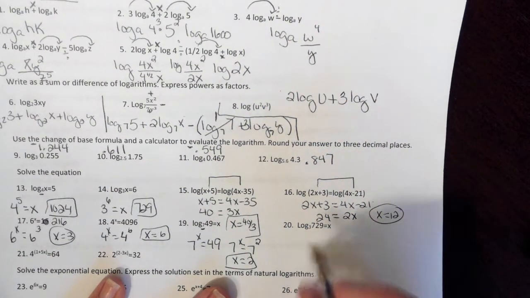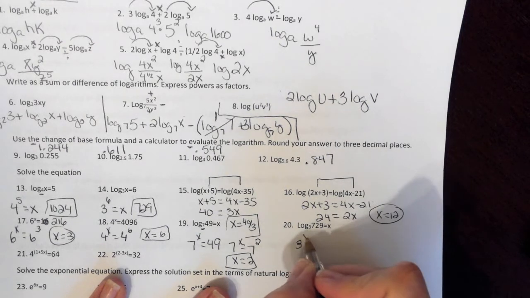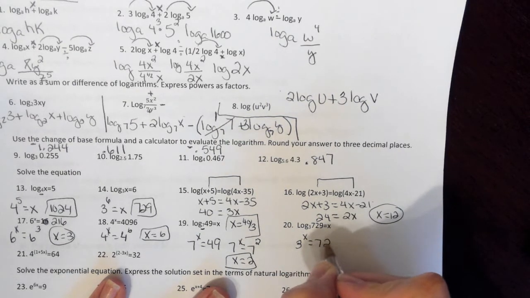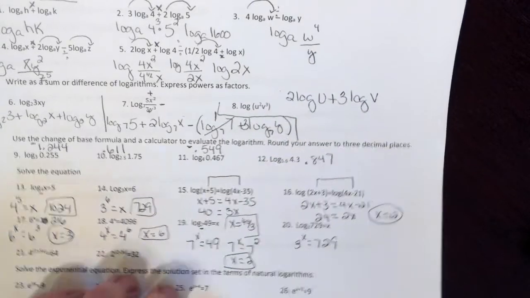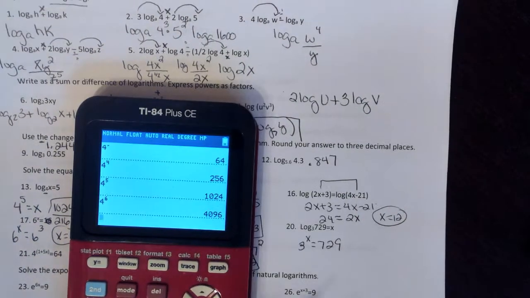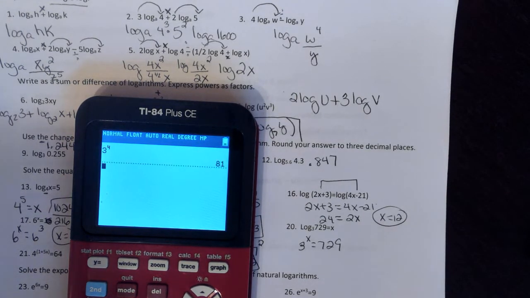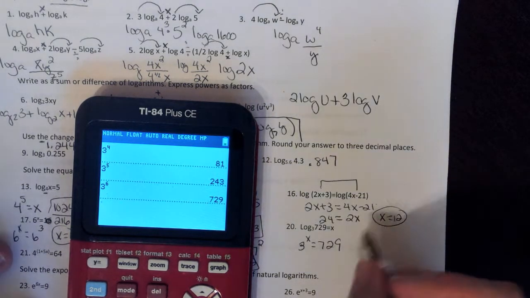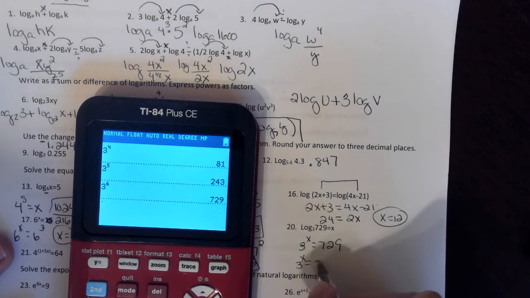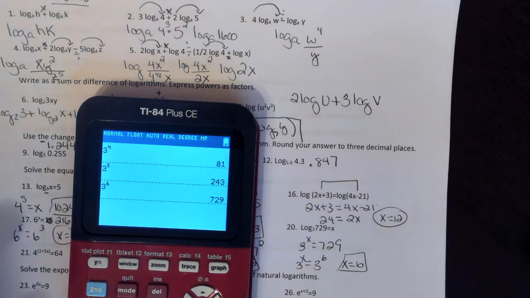We're going to do the same thing right here. I only have one log, so I keep the base, switch the numbers. So it looks like my base is 3. So I come over here and I'm trying to figure out 3 to what power is 729. So I'm going to go try 3 to the 4th. Nope. 3 to the 5th. Nope. 3 to the 6th. There it is. So 3 to the x equals 3 to the 6th. So x equals 6.